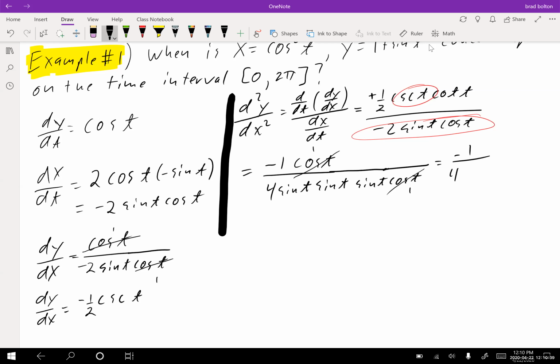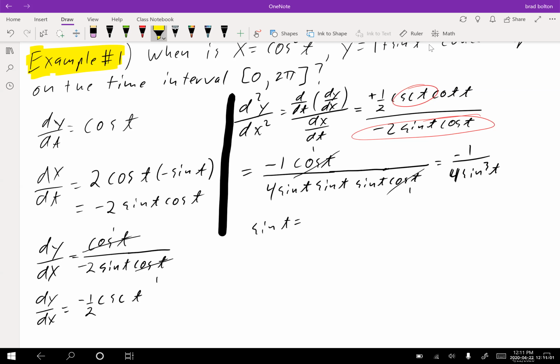Negative 1 over 4 sine cubed t. Okay, so we have that. Now remember, this is now our second derivative. Our job is to find when the second derivative is DNE, or where it's 0. So we're going to find out when sine of t is equal to 0.